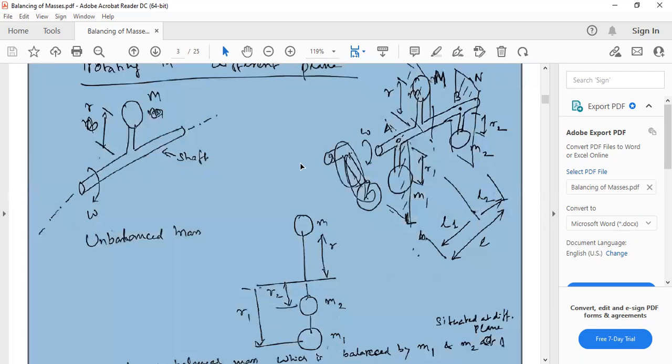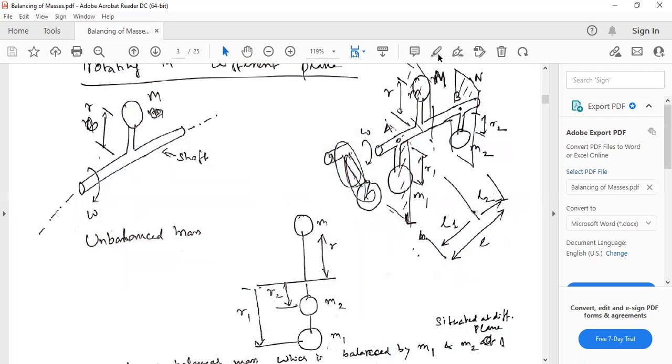Let me use the marker. It is at a distance of L1 from this one. This is the location for the first one, this is the location for the second one, so their axial gap is L1. Similarly, this is the location for the second balancing mass from the initial unbalanced mass. The distance between their planes is L2.